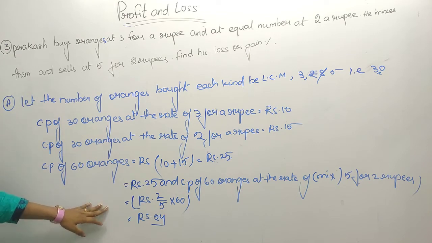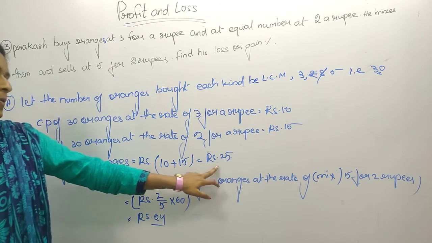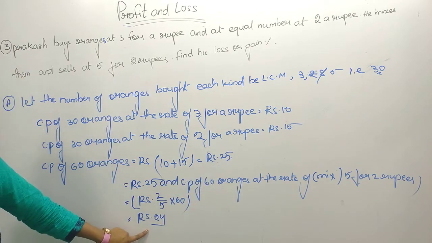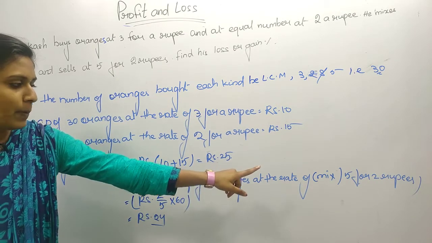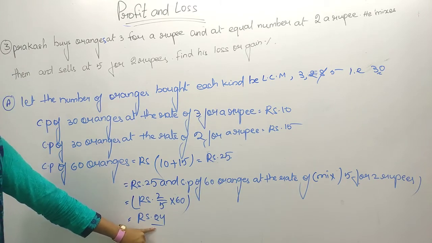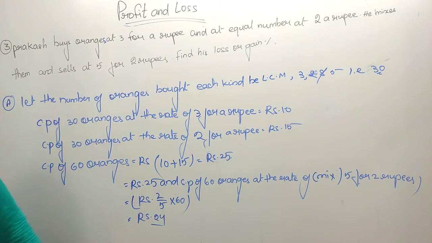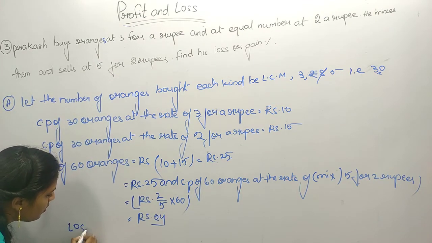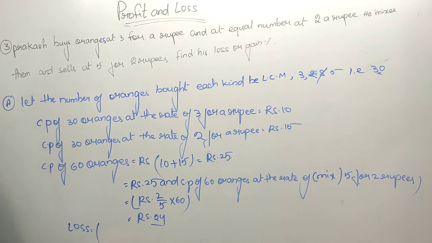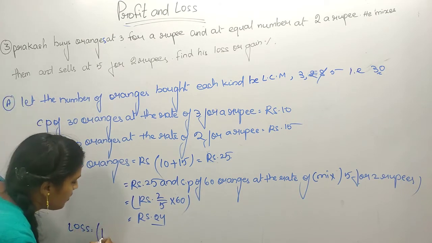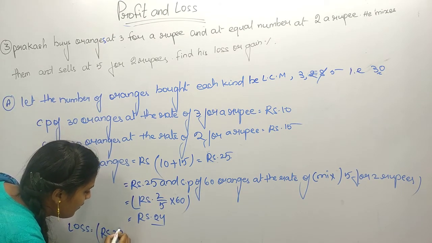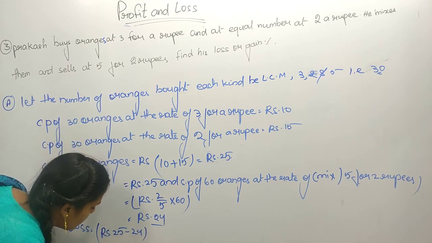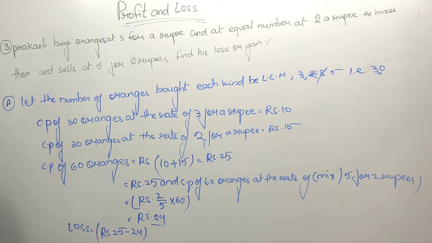It's loss only. 60 oranges he bought at the rupees 25, and how much he sold it at a cost for 5 for 2 rupees. After mixing it, he got rupees 24. Then it is loss or not? Okay, loss is equals to what? Rupees 25 minus 24. How much will get? Rupees 1.